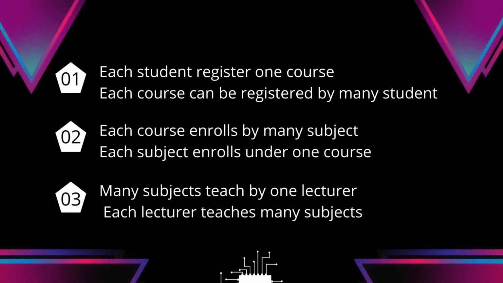So first, each student registers one course. Each course can be registered by many students. Second, each course enrolls many subjects. Each subject enrolls under one course. Third, many subjects are taught by one lecturer. Each lecturer teaches many subjects.